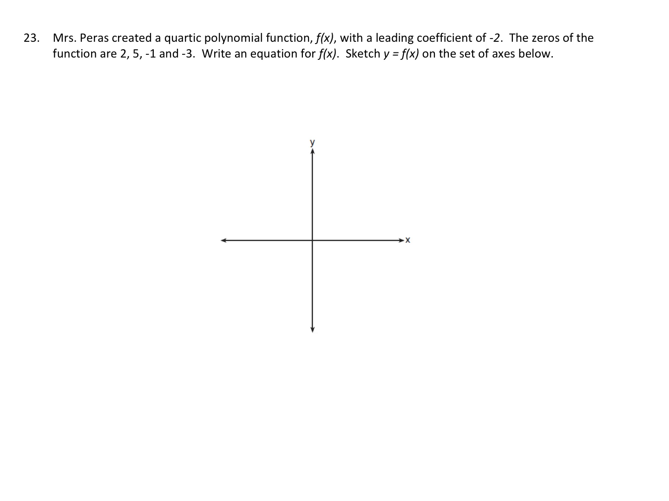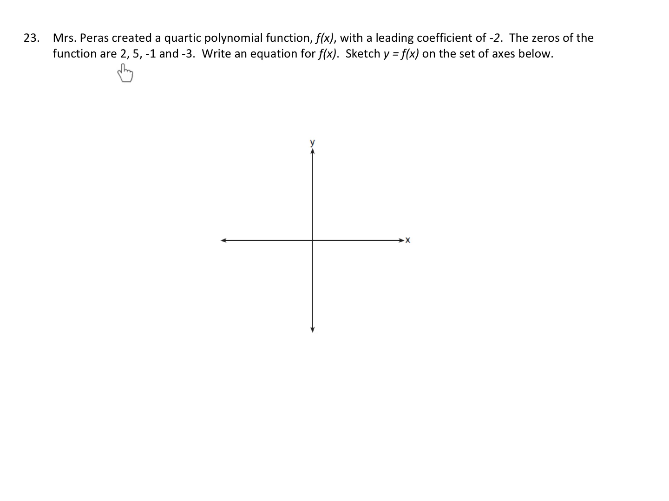Okay, number 23. So Mrs. Paris created a quartic. A quartic is a 4th degree, okay, x to the 4th, polynomial function f of x with a leading coefficient of negative 2. Okay, so it has a negative leading coefficient. So we know that our graph is going to, on the right, end up pointing down.